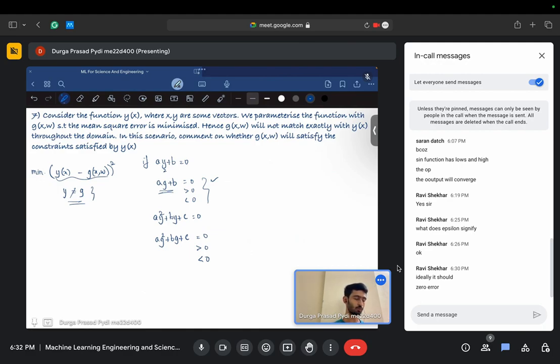Now what about the second case? If this is satisfied, will this also be satisfied: ag square plus bg plus c? Would you stick to the same thing, or would you change anything?